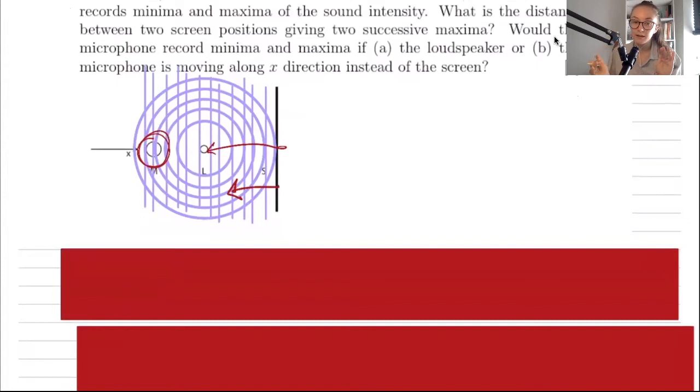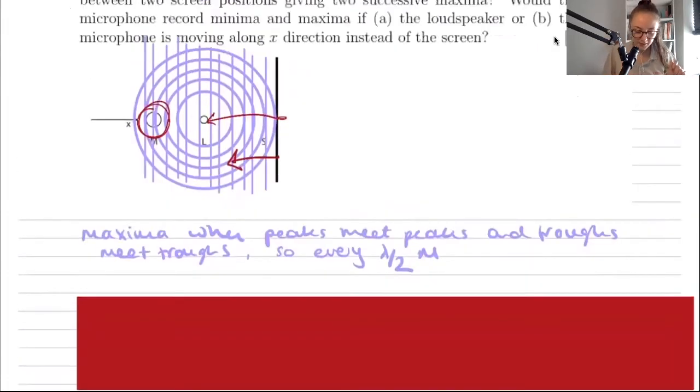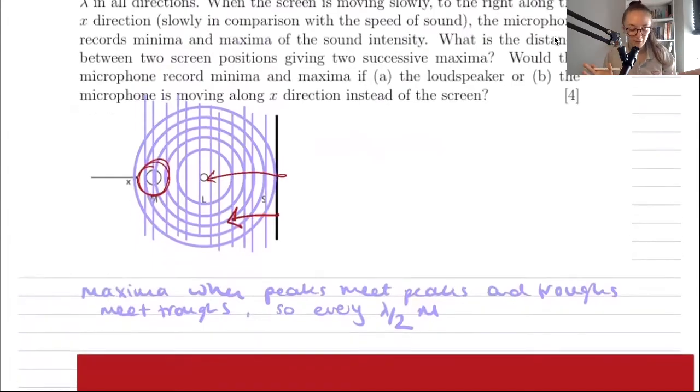So that means we'll get constructive interference every half wavelength, as I popped here. Okay, so the next part is if the loudspeaker is moving, will it record maxima and minima? In order to understand what's going on here, we need to look at this diagram in two different ways. At the moment, we're looking at it as a still image.